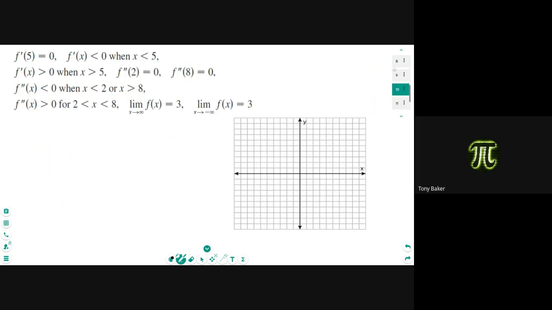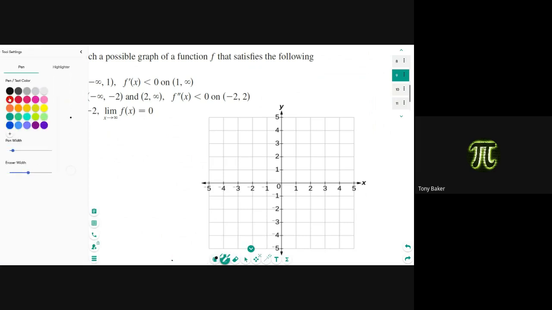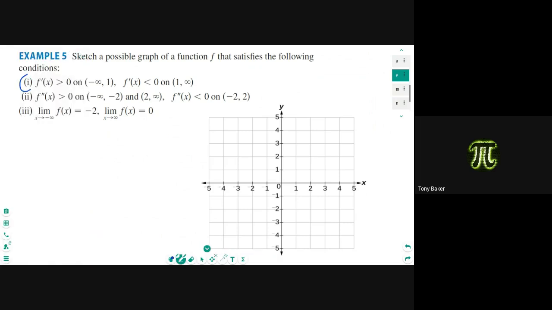I'm going to have you do this one in a minute. So I'll do this one with you, and then I'm going to give you one to do. All right. So let's do the first one in blue.